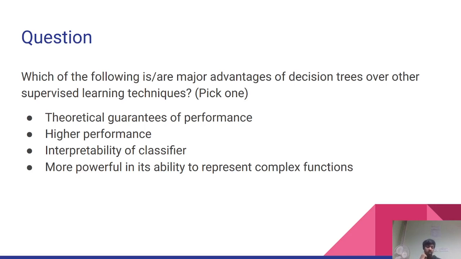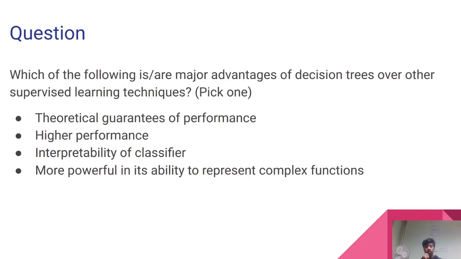Third option is the interpretability of the classifier. That means whatever we are predicting, we can give a reason: because this is higher than this, or this is not this, that is why we are predicting it like that. And finally, the last option is that it is very powerful in representing complex functions. So these are the four options, and you have to pick only one, even though multiple may seem correct.